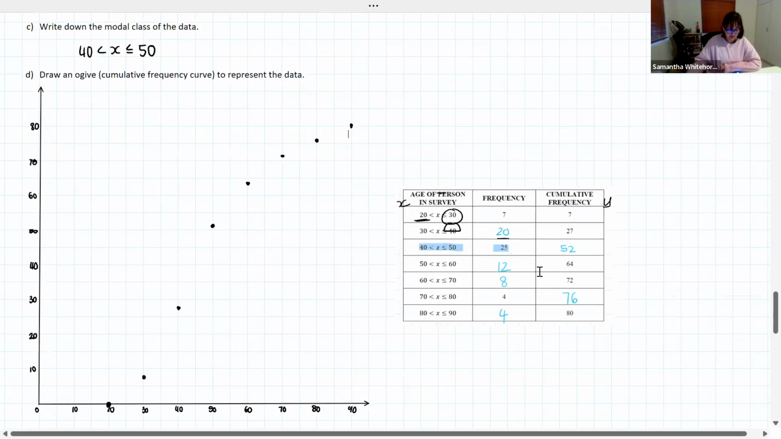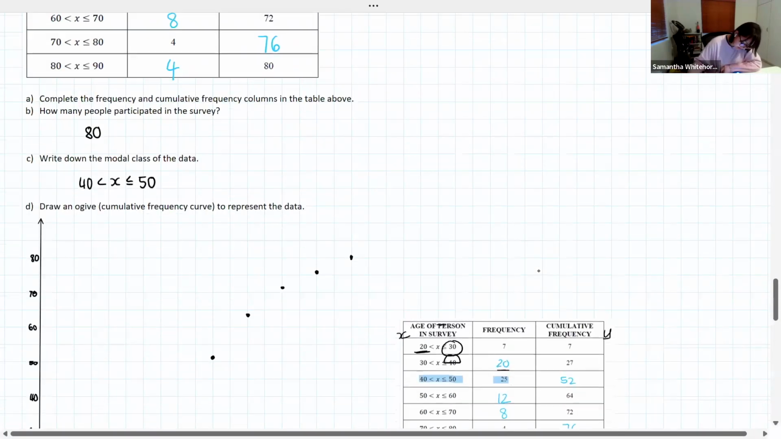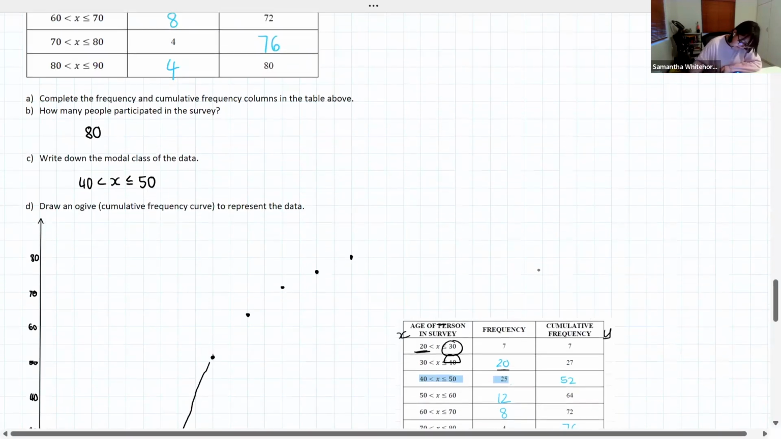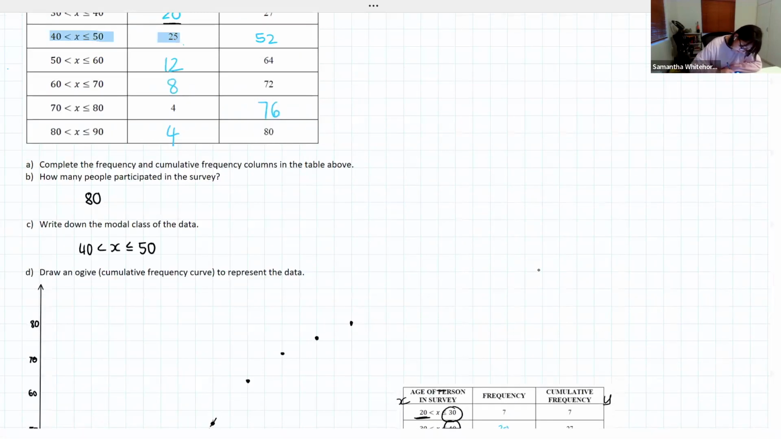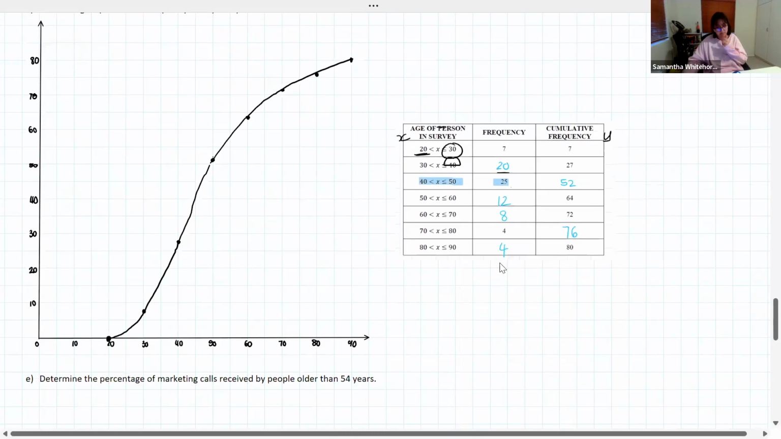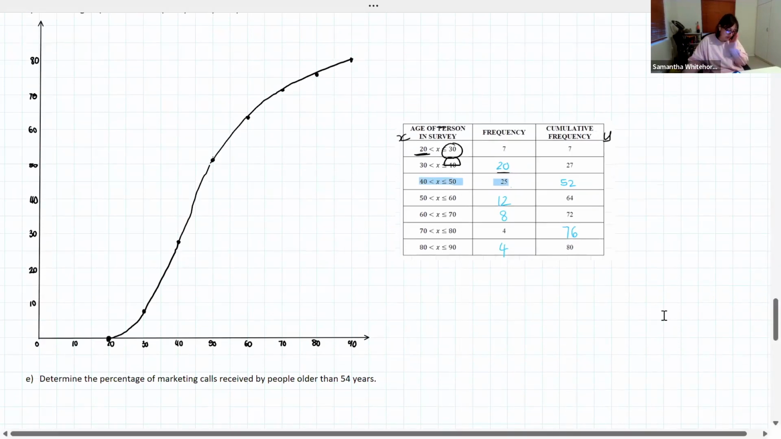Okay, so those are the dots you should have, and now we're going to draw in our curve. Hopefully my curve goes well. Okay, ogive. There we go. Alrighty, so obviously a much better curve than what I have going on here.